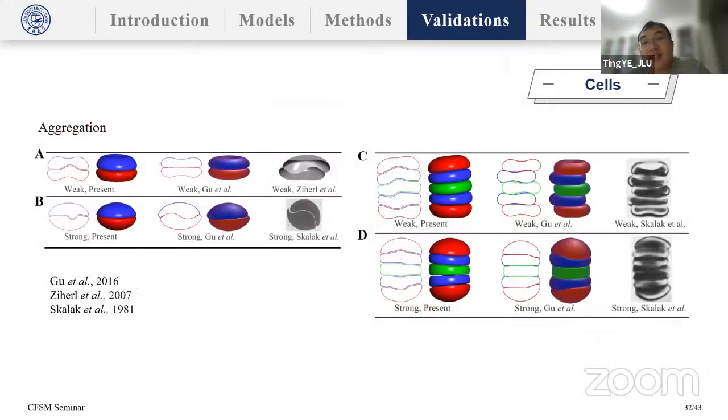And next, we validate the cell aggregation model. We simulated 2 cells and 5 cells aggregation under a standard condition and compared with numerical and experiment results. At weak aggregation, the outer surface is concave, but at strong aggregation, it becomes convex. For 5 cells, the same phenomena are observed: concave at a weak stress, but convex at a strong aggregation. And we can find the other numerical results and experiment results also have this phenomenon.